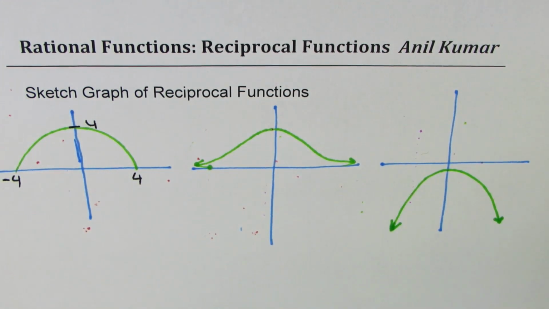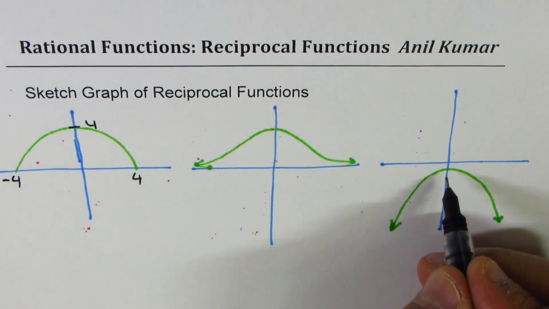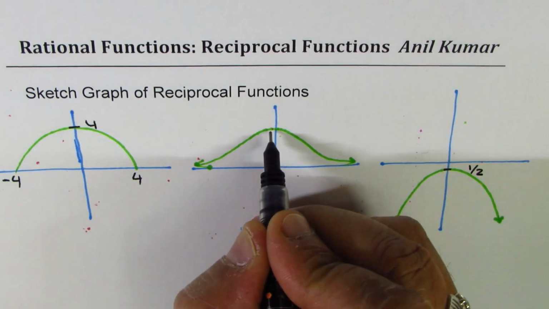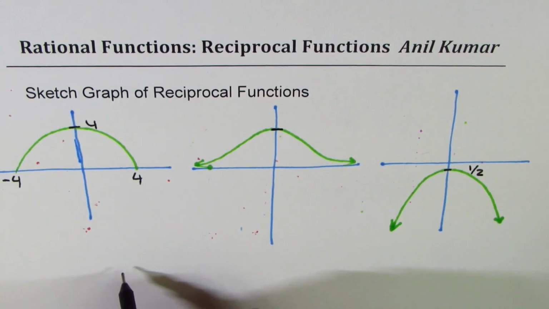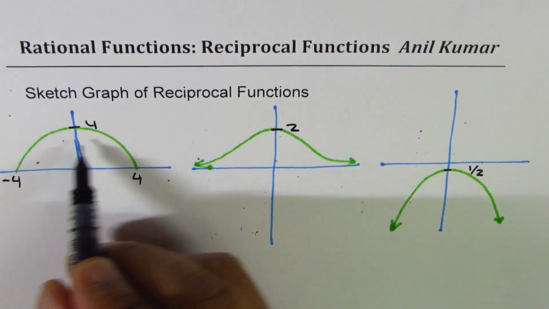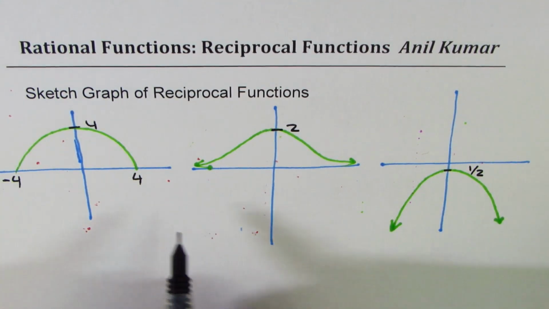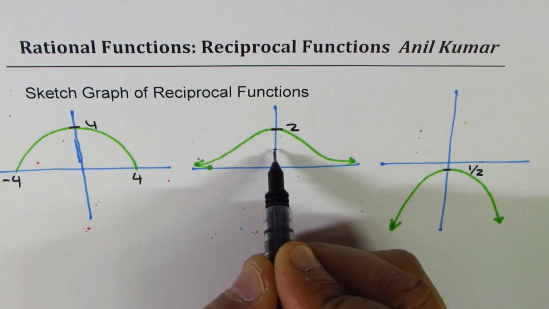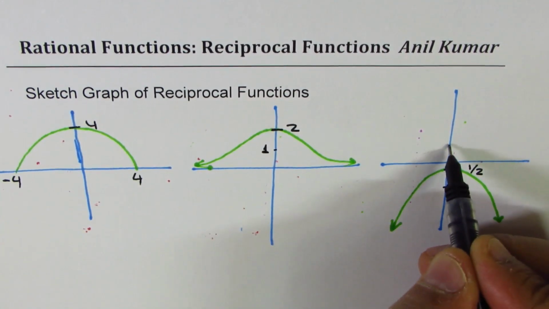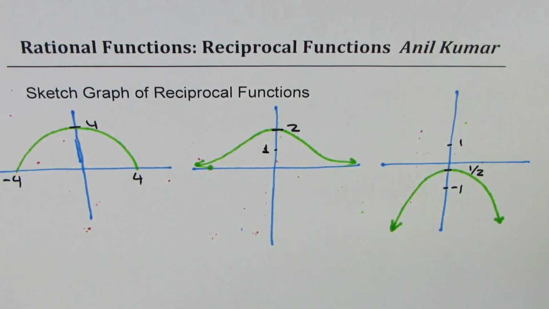A parabola facing downwards, where this point here is at half. Now here we'll assume this point to be at, let us say, 2. And those points are already given to us, right? So somewhere here the value will be 1, right? Okay. Now somewhere here we have -1, and of course 1 on the other hand.